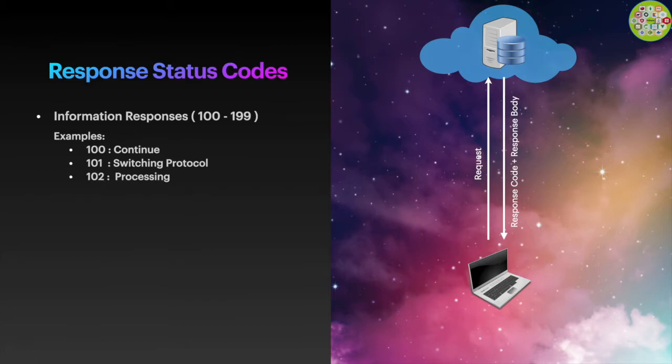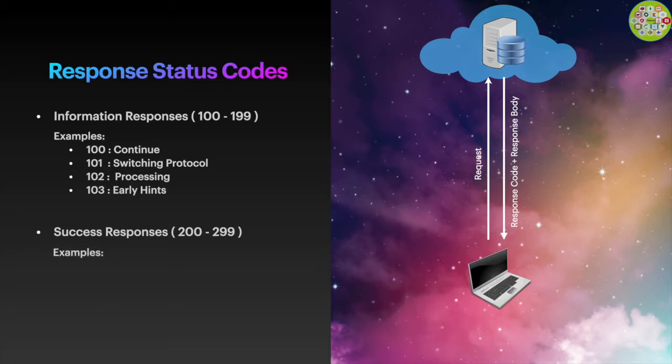This code indicates that the server has received and is processing the request, but no response is available yet. The fourth HTTP response code is 103, that is early hints. This status code is primarily intended to be used with the link headers, letting the user agent start preloading resources while the server prepares a response. Now we have successful responses.